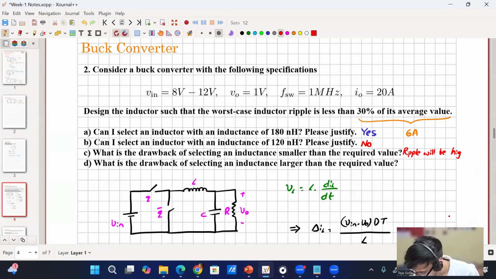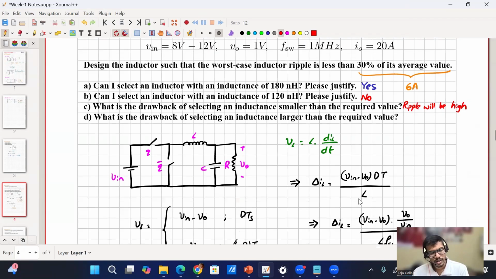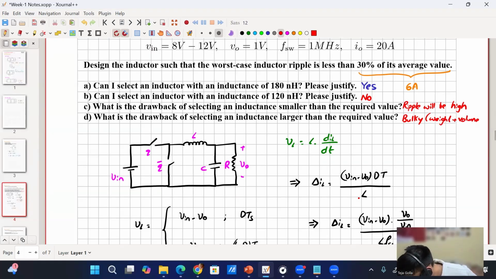Coming back to the question, smaller inductance means ripple will be high, which is not desired according to our requirement. What happens if I choose a much larger inductance? This converter will be bulky. Yes, very good. We don't want a bulky converter because it will increase the volume and also the weight. When we say bulky, it includes both weight and volume. And the other one is that transient response will be poor.